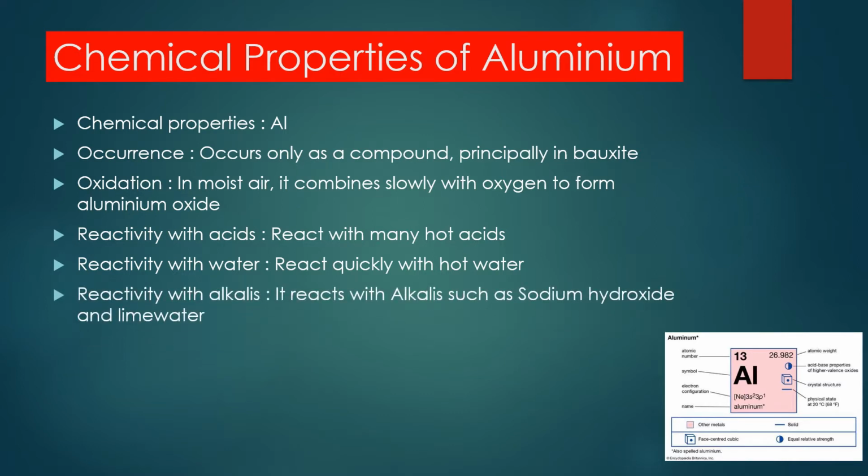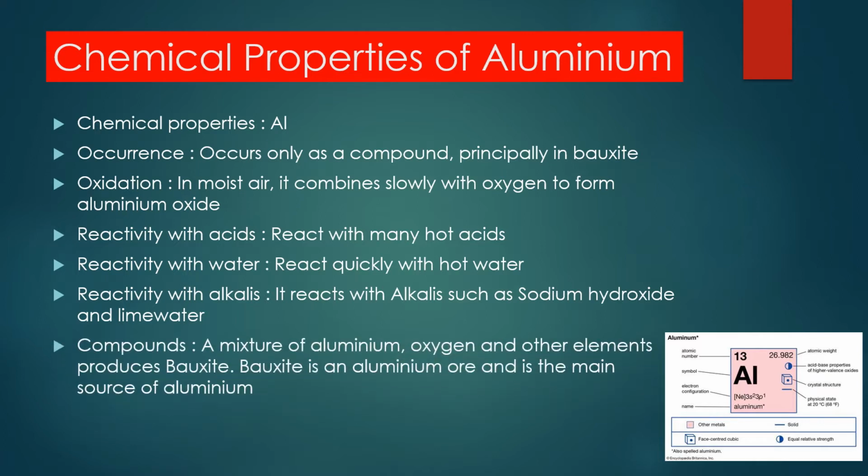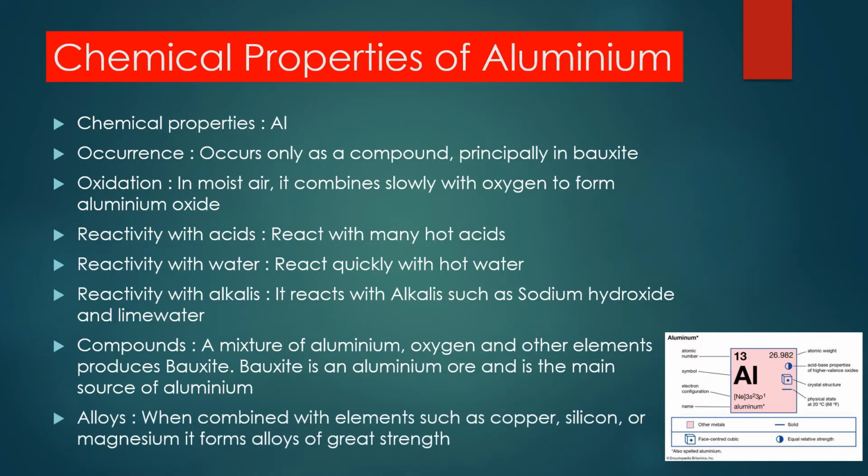With alkalis, it reacts with alkalis such as sodium hydroxide and lime water. The compound: a mixture of aluminium, oxygen, and other elements produces bauxite. Bauxite is an aluminium ore and is the main source of aluminium. Alloys: when combined with elements such as copper, silicon, or magnesium, it forms an alloy of great strength.